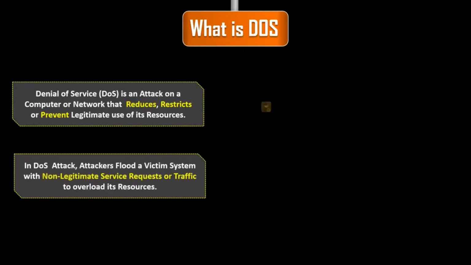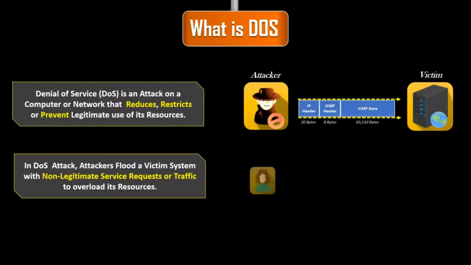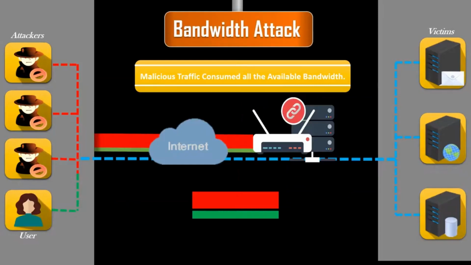So let's dive in. Let's first talk about what a DOS attack is. A denial of service DOS attack is when a computer or network reduces, restricts, or prevents legitimate users from accessing its resources. In a DOS attack, attackers flood a victim's system with non-legitimate service requests or traffic to overload its resources. In a bandwidth attack, malicious traffic consumes all the available bandwidth.